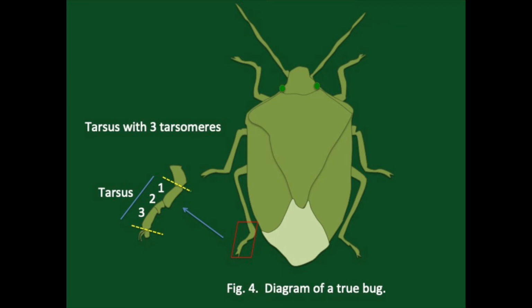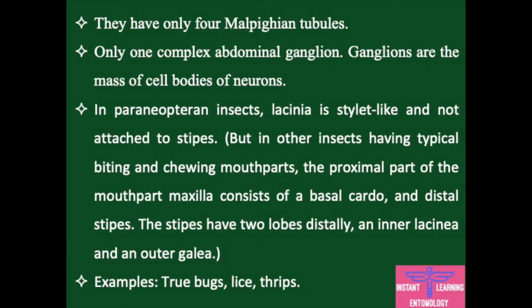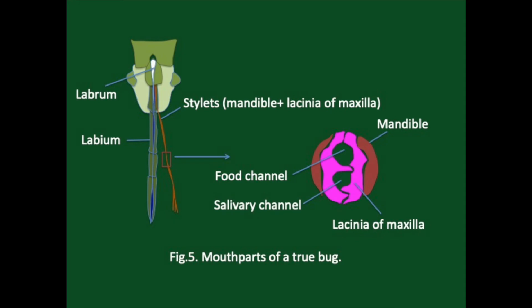They have only 4 Malpighian tubules. Only 1 complex abdominal ganglion. Ganglia are masses of neuron cell bodies. In Paraneopteran insects, the lacinia is stylet-like and not attached to the stipes.